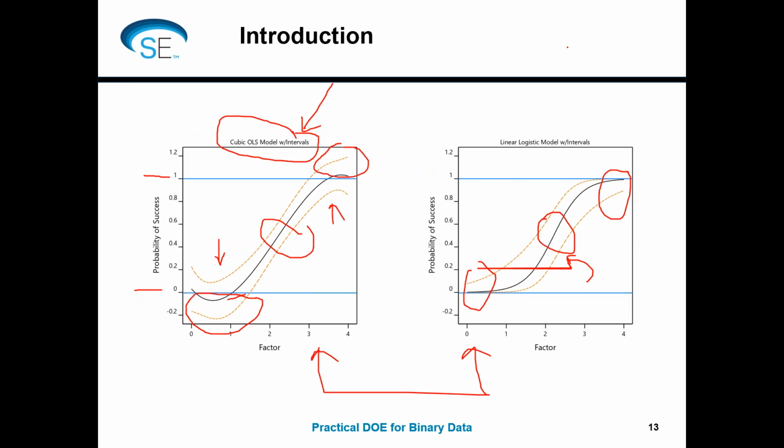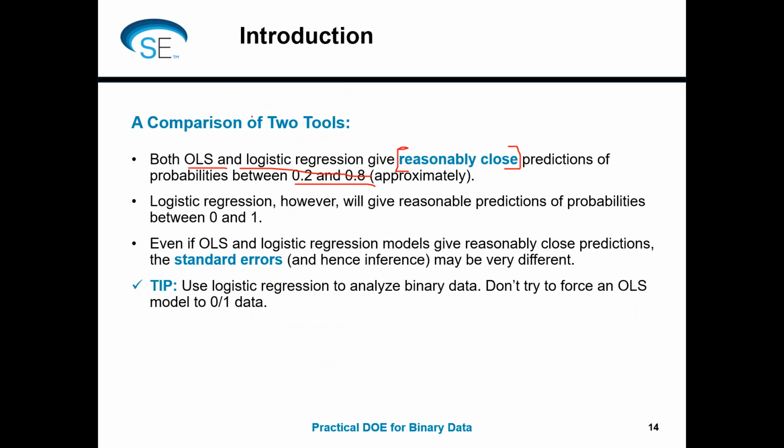So if you look in the middle section of all of these graphs, you'll see that some of the graphs are probably reasonably close to one another. Not exactly, but maybe good enough. However, logistic regression is always going to work. It's always going to give you a result that makes sense mathematically.